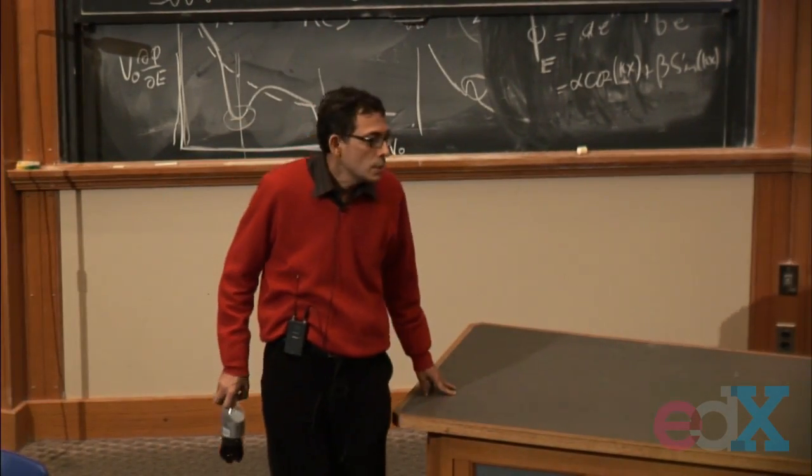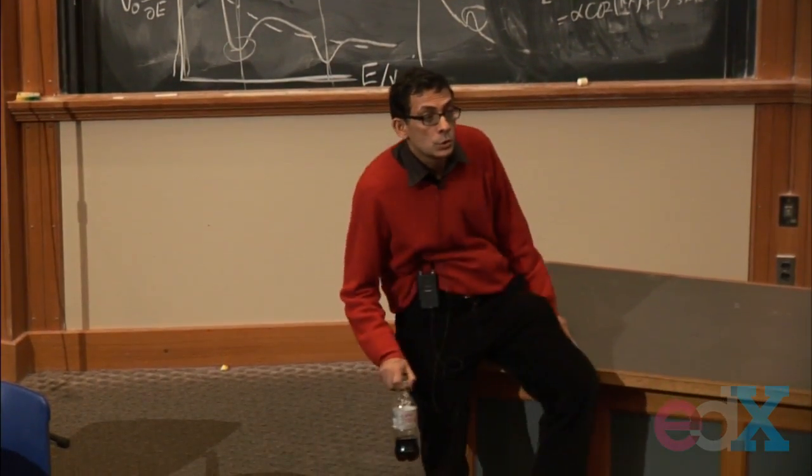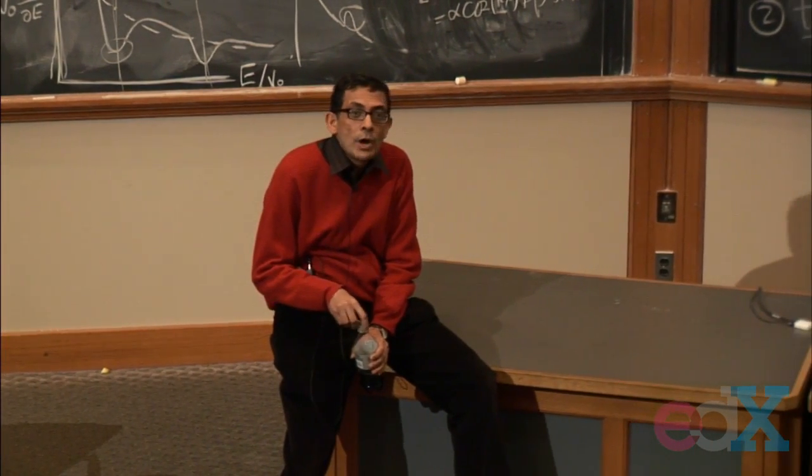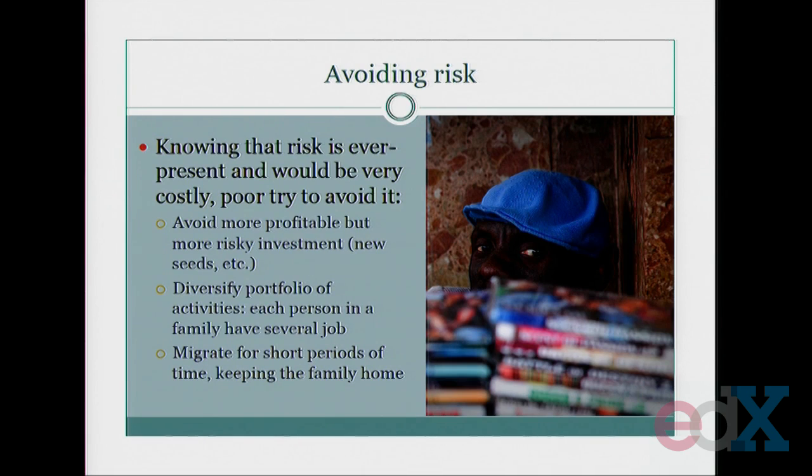The fourth thing you could do is try to do things to avoid risk. Okay, so for example, what's an example of doing something to avoid risk?